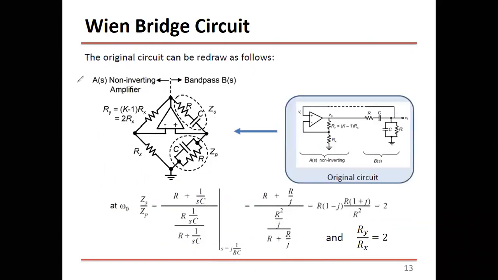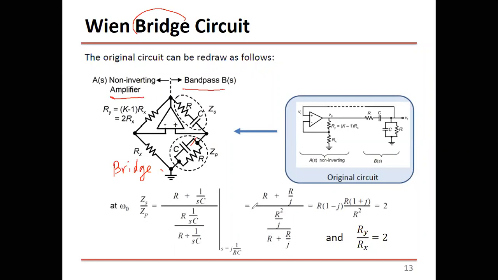Another analysis, just to show you why we call it Wien bridge, why we call it bridge. We didn't see this bridge. Actually, you can redraw the circuit this way, and in this way you can see that Ry and Rx form 2 legs of the bridge, and the Zs and Zb form the other 2 legs of the bridge. So you can redraw the circuit in a different way that shows you the non-inverting amplifier and the bandpass filter, B of S, as a bridge. So this is why we call it a bridge, because it could be drawn this way. You have an amplifier with 2 legs in each side forming a bridge.